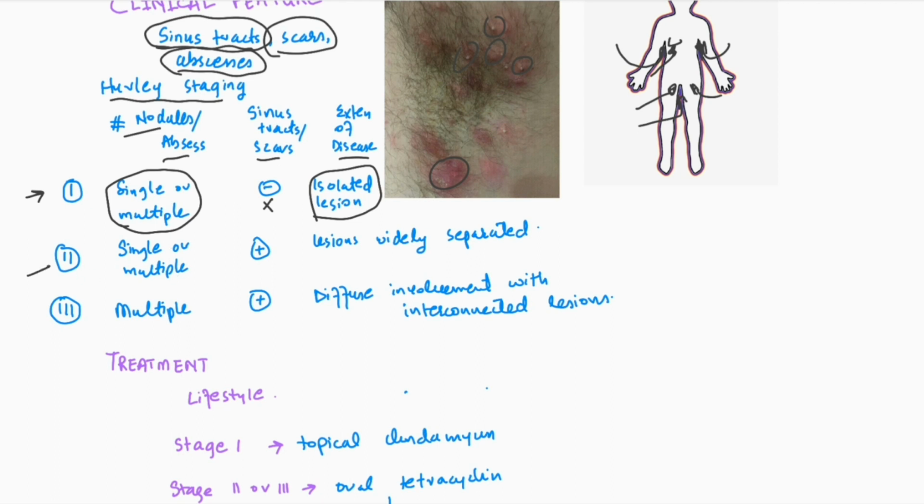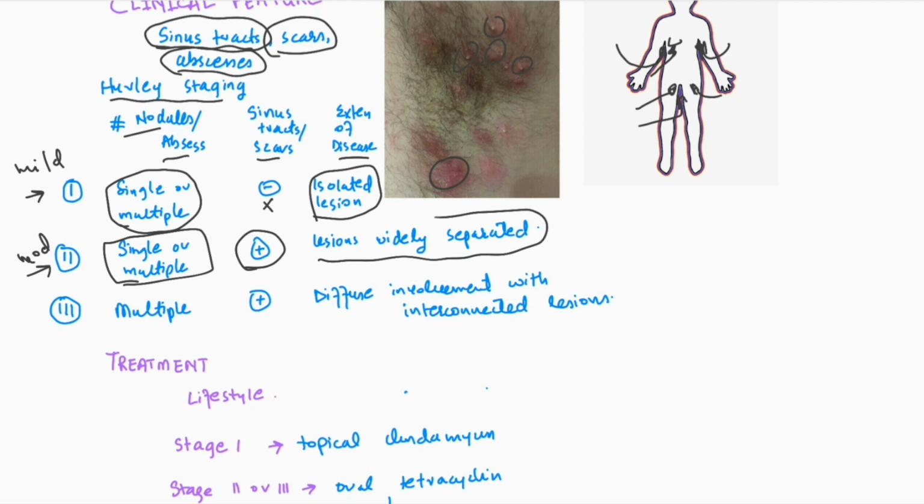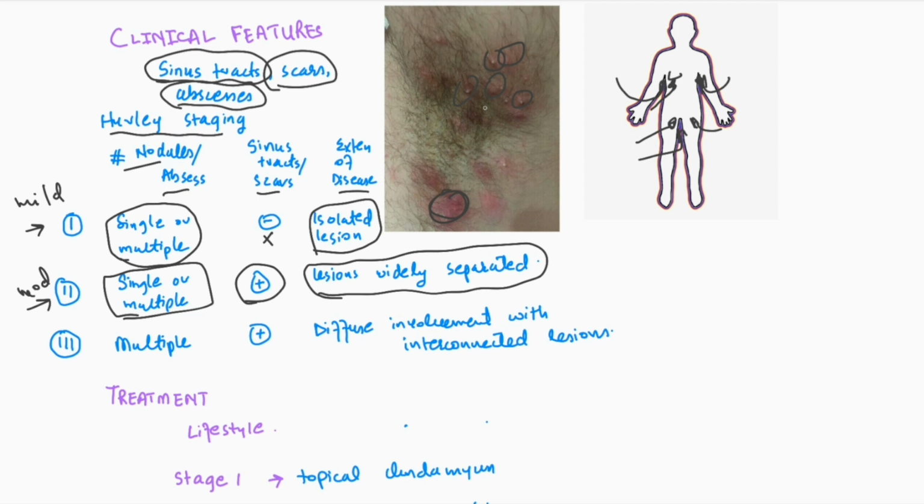And then stage 2, the moderate one. In the moderate one, single or multiple nodules or abscesses are present, just like in stage 1. But the sinus tracts and the scars are present, and the lesions are widely separated. There are multiple lesions, but they're widely separated. For example, this is one lesion, and here is another lesion. Obviously, this patient has more advanced disease because there are so many lesions close together. But if there were just these two lesions, and all the others were absent, then we can say it's basically stage 2.